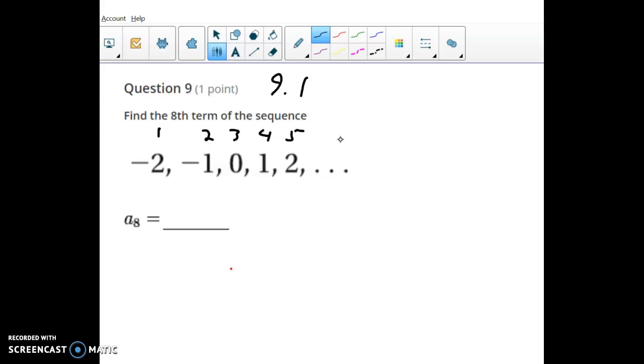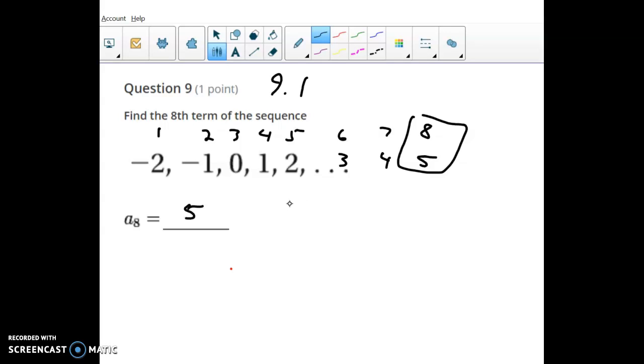So the 5th term would be 2. And we could just keep going 6, 7, 8. So if we just follow the pattern of going up by 1, that would give us an 8th term of 5. The other way to do this, actually, that's probably the easiest way.